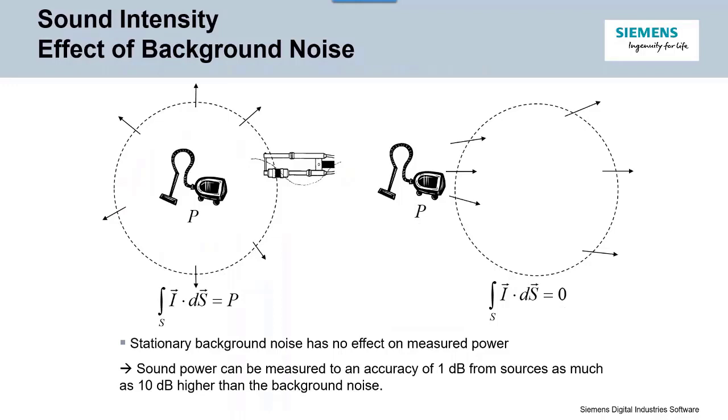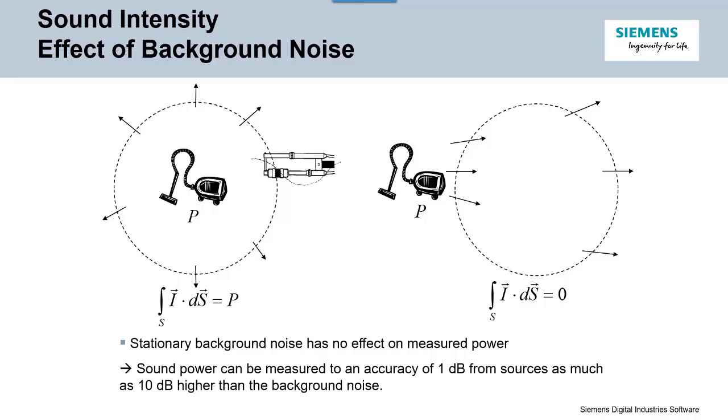Next, let's take a look at an example of the influence of the background noise. As I said, one advantage of the intensity measurement is that you can do measurements in situ. That means that even if there is background noise, you are still able to do the intensity measurement to compute the sound power. So I don't need a noise room. That's a huge advantage, right?